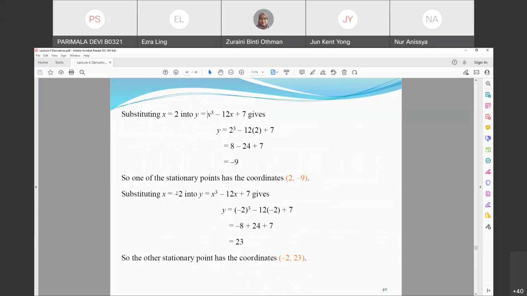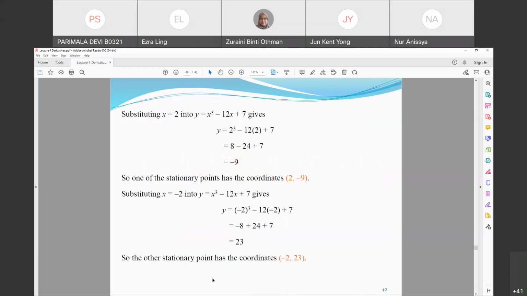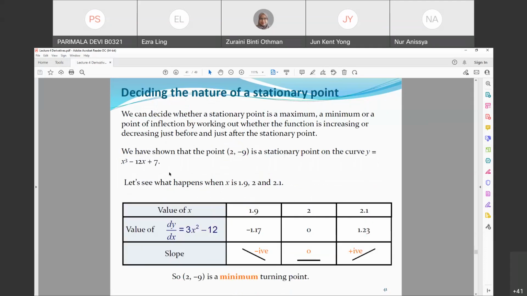And titik yang kedua pada negatif 2, put it back to the original equation. Original equation, remember here? Yang ni? Okay, then you get 23. So the two coordinate that had the stationary point is 2, negative 9 and negative 2, 23. Then you know how to determine that.